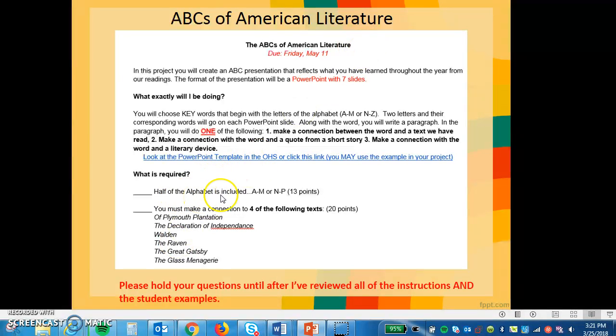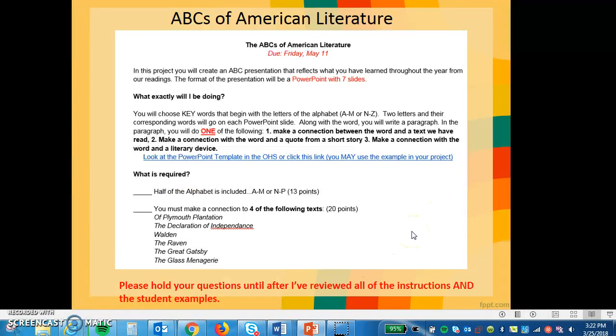Okay, so what is required? Half of the alphabet is included, so either you choose the first half, A through M, or the second half. That's a typo. That should be N through Z, obviously, not B. You must make a connection to at least 4 of the following texts somewhere on those 7 slides. Here are the texts you can choose from: Of Plymouth Plantation, the Declaration of Independence, Walden, The Raven, The Great Gatsby, and The Glass Menagerie.